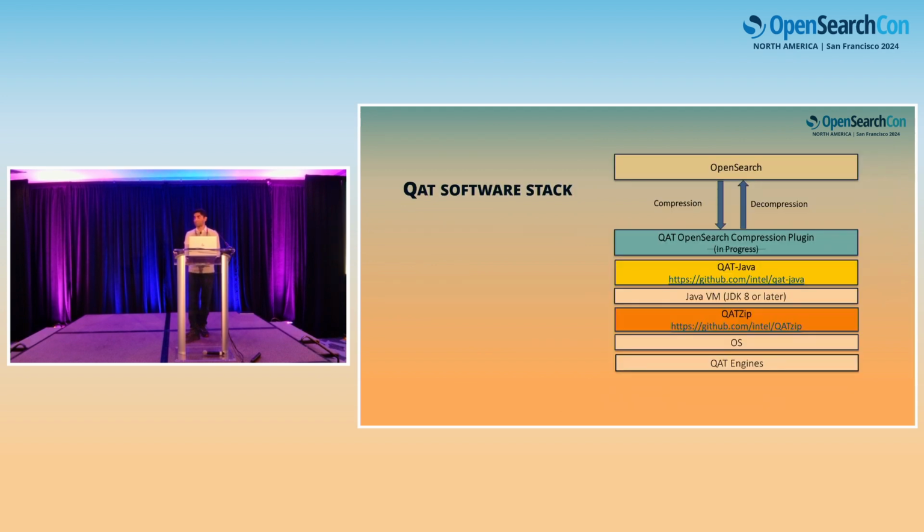This is a slide I presented last year. I took the same slide to highlight what's happening in the stack. At the very high level, you have OpenSearch. Then you have the compression plugin. As you see, last year it was in progress. Now the work is completed. That calls into QAT Java, which further calls into the driver layers, and then ultimately the QAT engine, which is the hardware component you saw. Pretty straightforward, nothing fancy happening here.